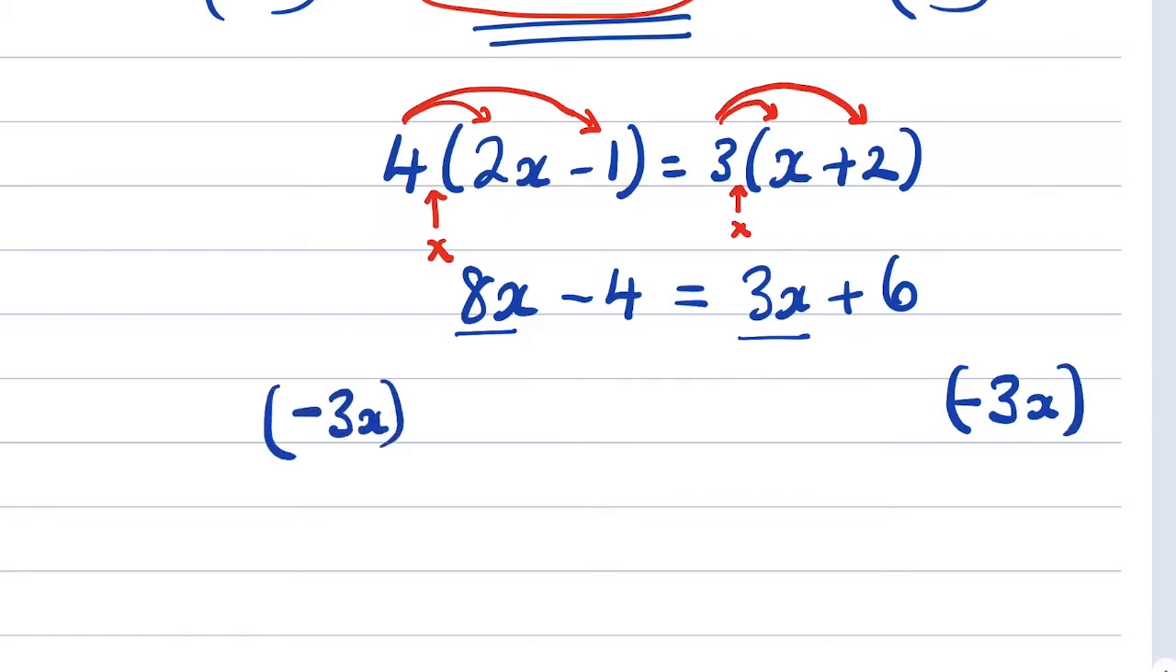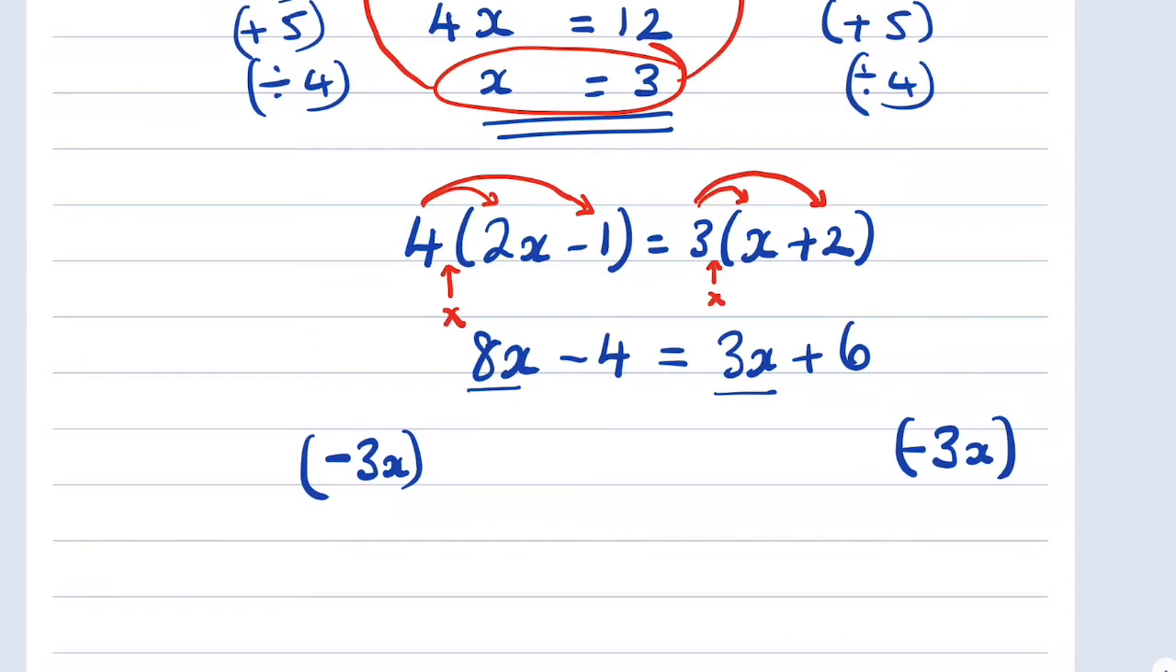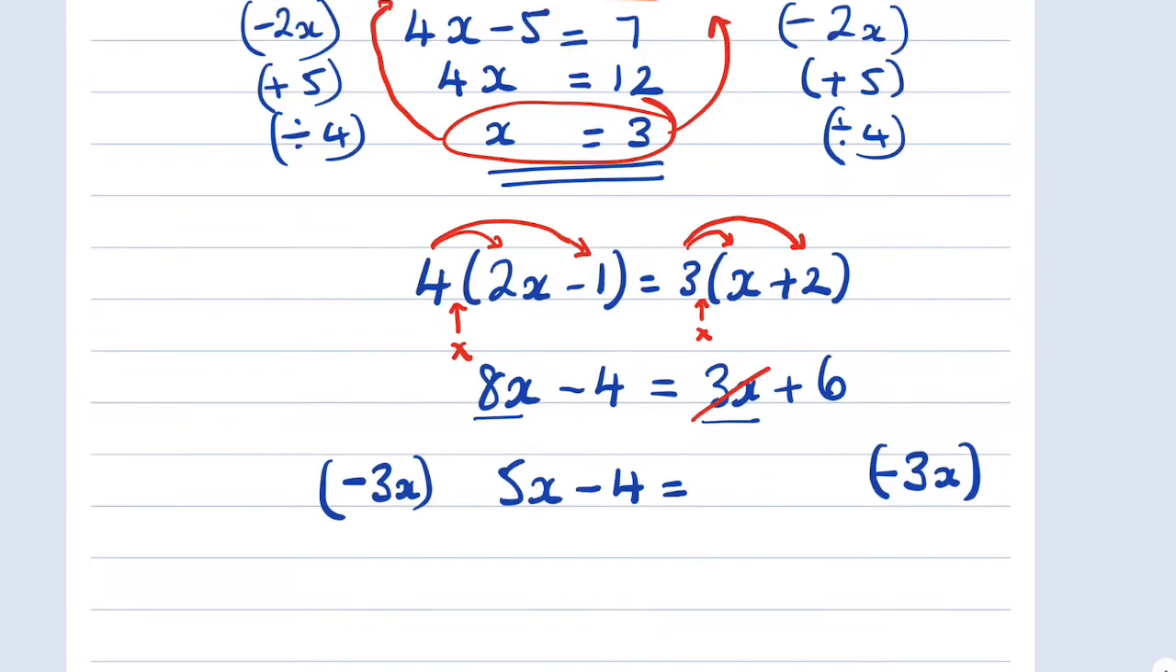Just as explained in the previous video, there's an equal sign here. That does mean whatever you do to one side, you do exactly the same thing to the other side in order to keep that balance. So 8x take away 3x will leave us with 5x, and then we have that negative 4. 3x take away 3x makes the 3x disappear, which is why we did it in the first place, so we don't have x's hanging around on both sides.